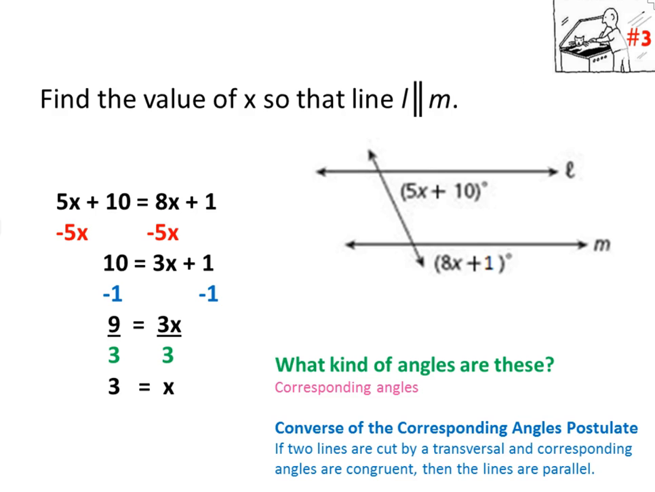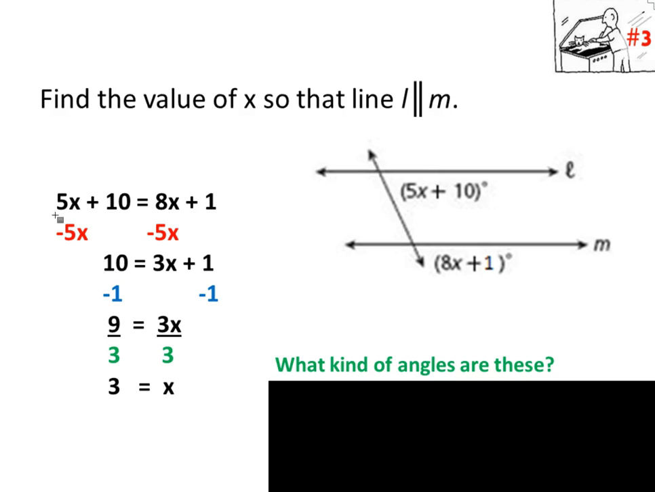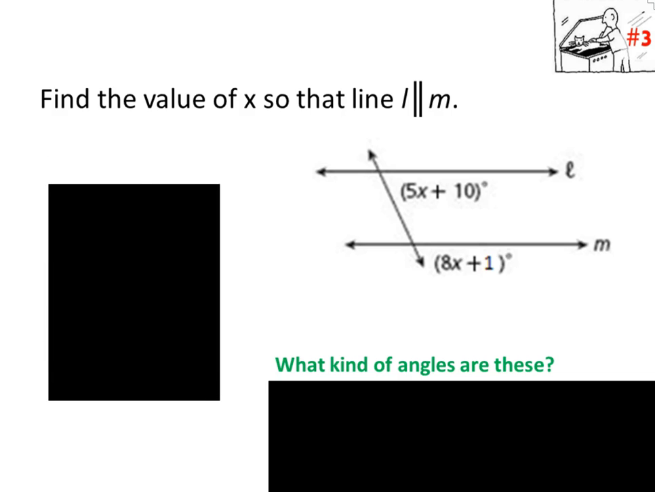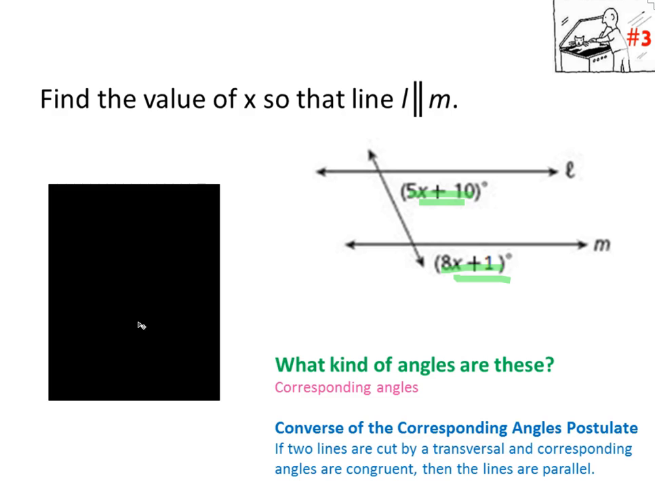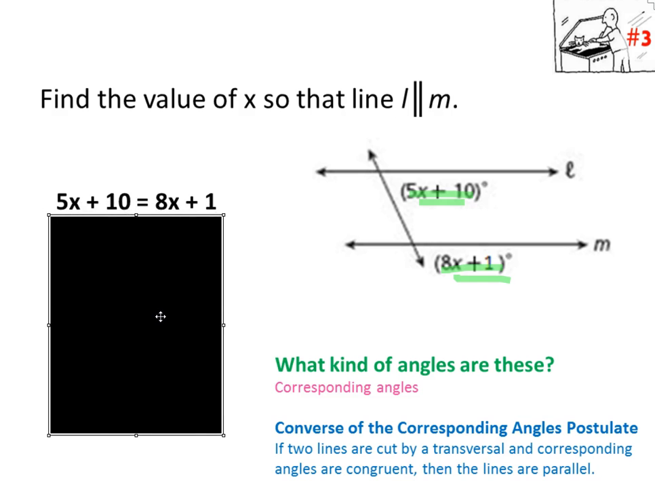So let's take a look at this one. If you were given, again, two angles, you want to think, well, how do they relate? What kind of angles are these? Both on the bottom right, they are corresponding angles. So which of the theorems is going to tell us that if these are equal, then they're parallel? The converse of the corresponding angles postulate. So we know that these are congruent because they are corresponding angles.